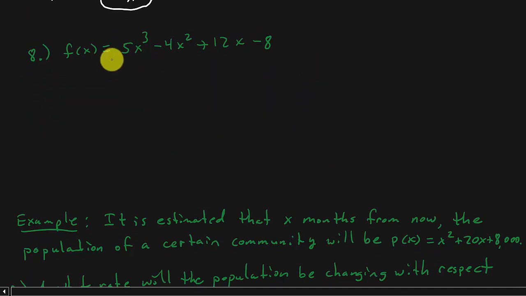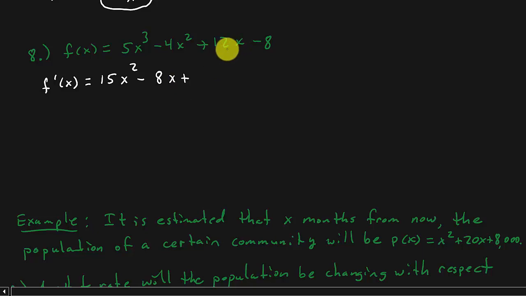All right, what about this one? Here we have several terms, don't we? So we've got f prime of x is equal to, so take the derivative of each term individually. So the 3 comes down. 3 times 5 is 15. Subtract 1 from the exponent. So that's the derivative of 5x cubed minus, and then we take the derivative of the next term. 2 times 4 is 8. Subtract 1 from the exponent. 2 minus 1 is 1, so that's x to the first, plus the derivative of 12x.